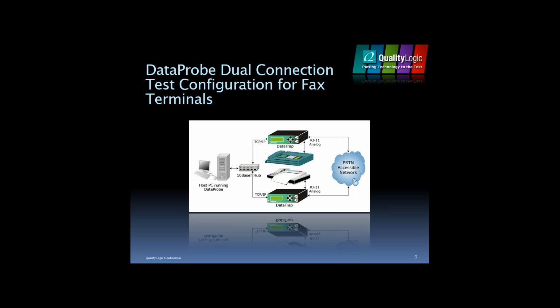You'll notice from the diagram that our preferred use of DataProbe is to have two data traps, one at each end of the call. That way we can compare what happens at both ends and allow for whatever disruption occurred over the PSTN network or possibly over an IP connection that runs off of that.